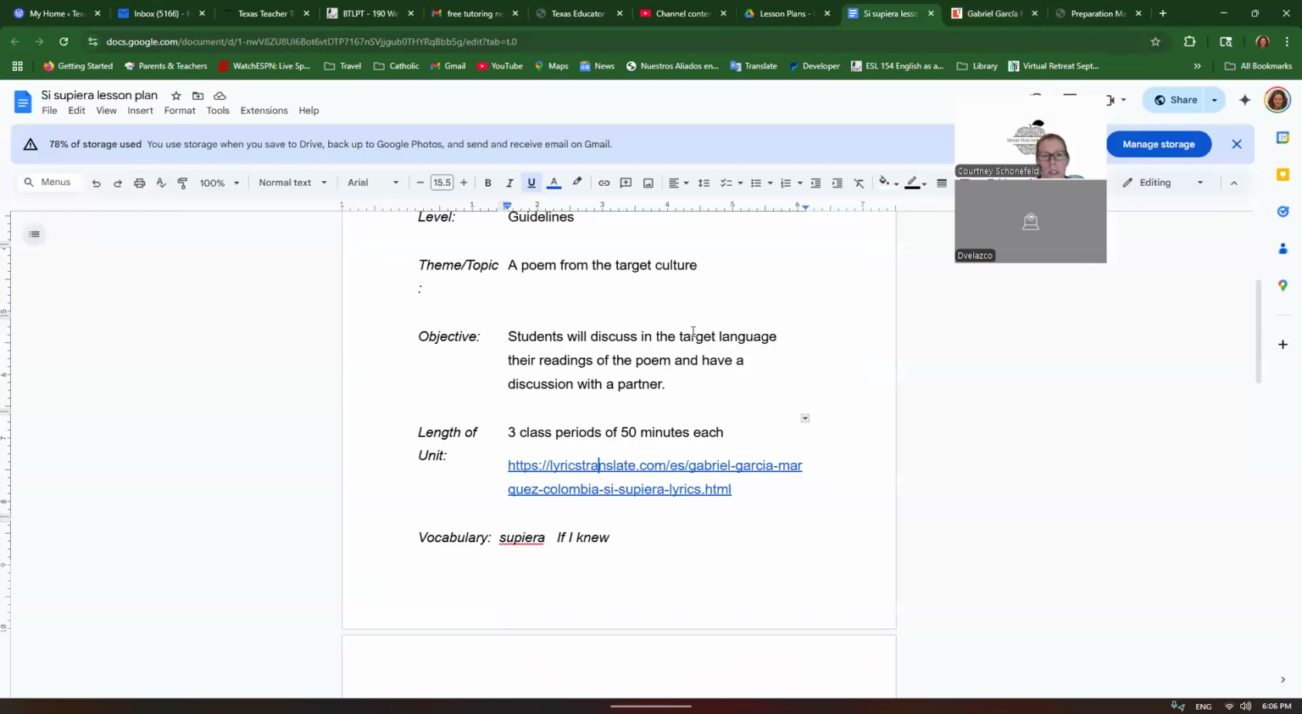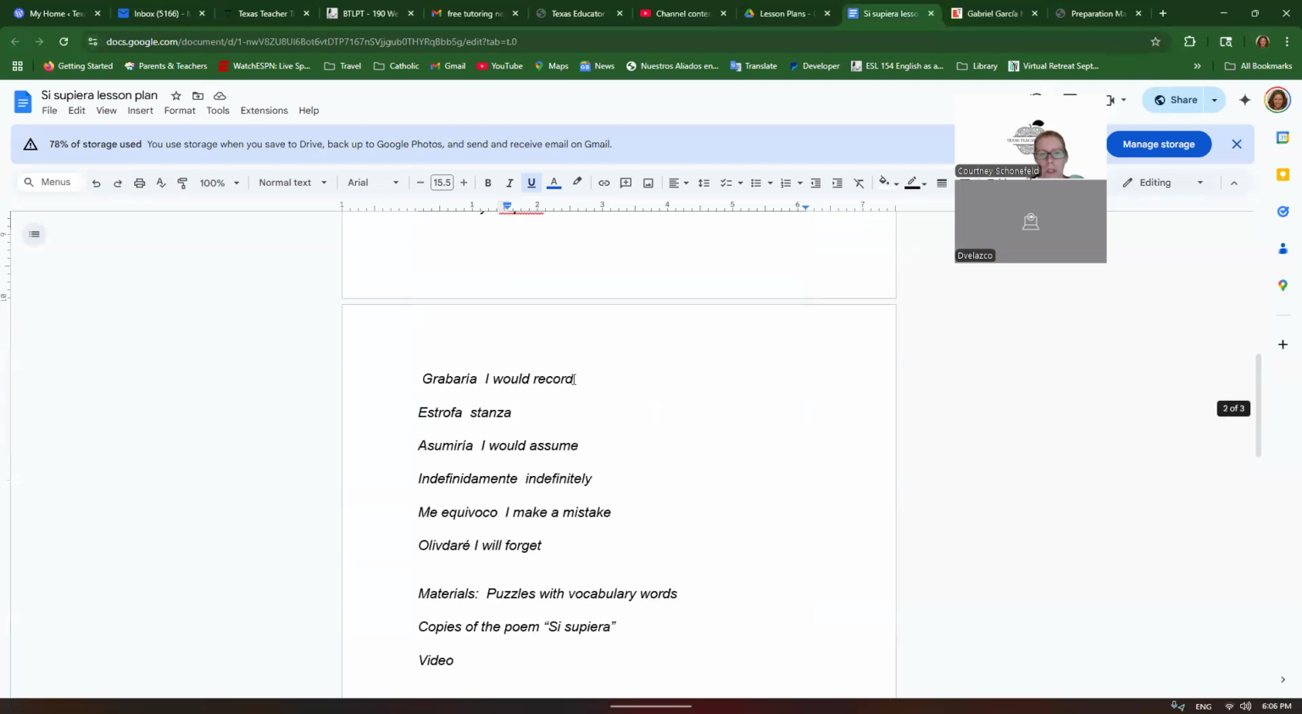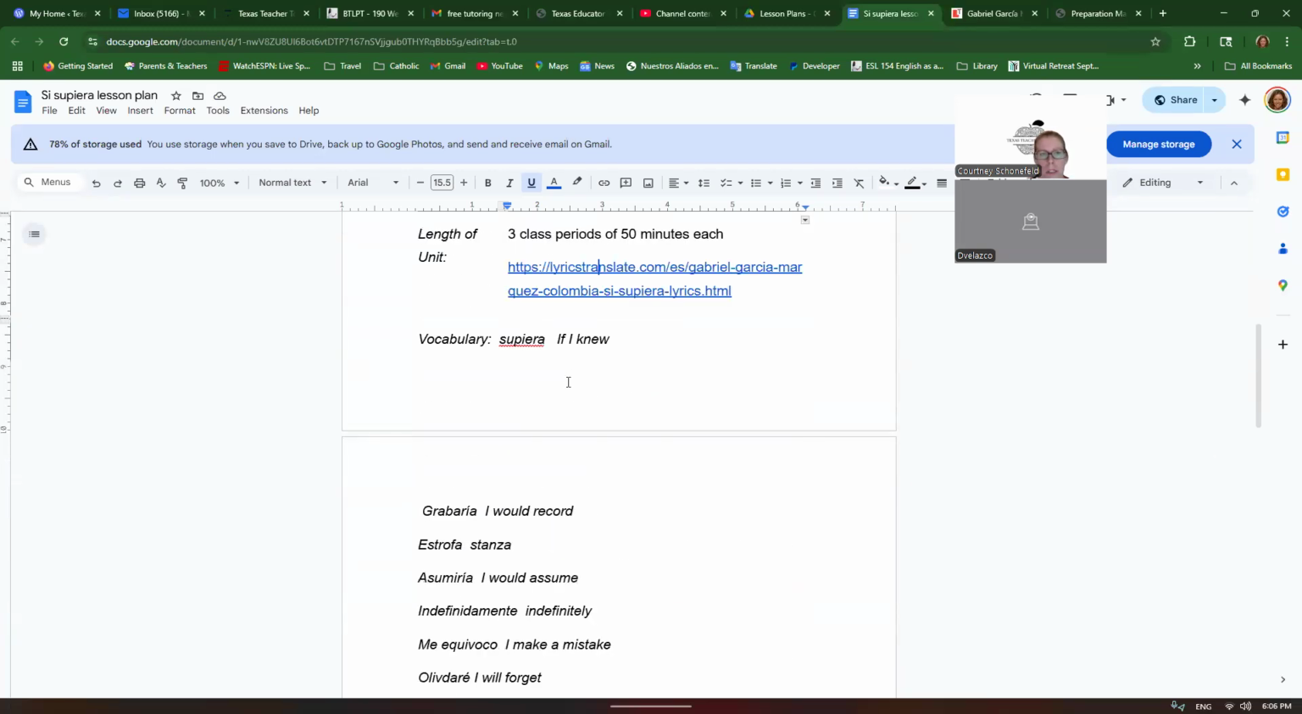So now let's look at the objective again, because it's important that everything we do focus on the objective. Students will discuss in the target language their readings of the poem and have a discussion with the partner. Right, so let's look at my vocabulary. My vocabulary is from the poem. So we need to memorize a few words from the poem to be able to write them on a lesson plan, right? Probably about 8 words is good.